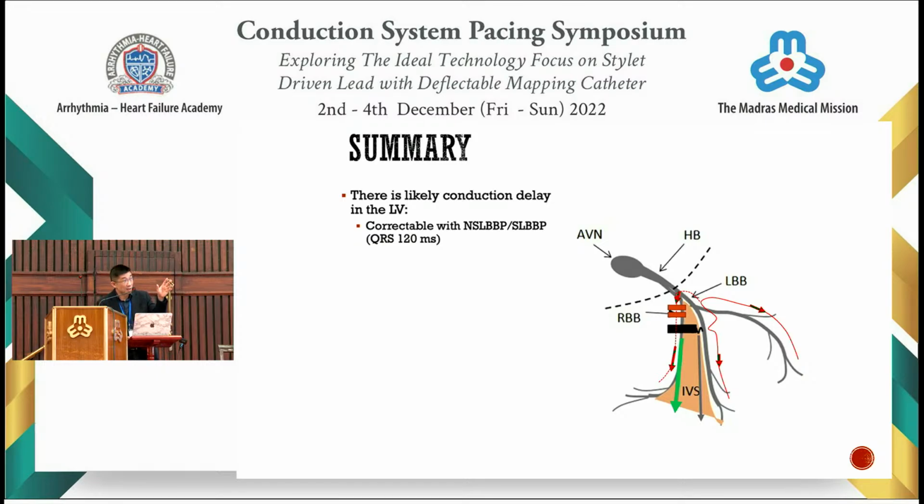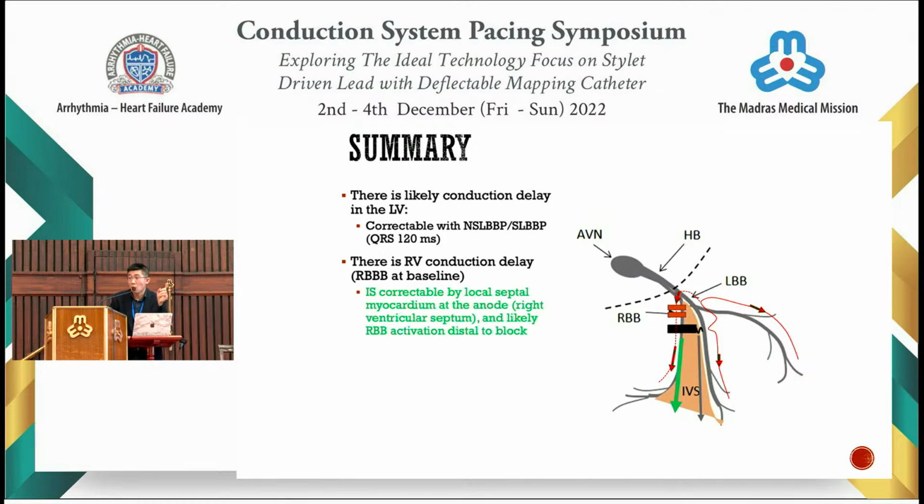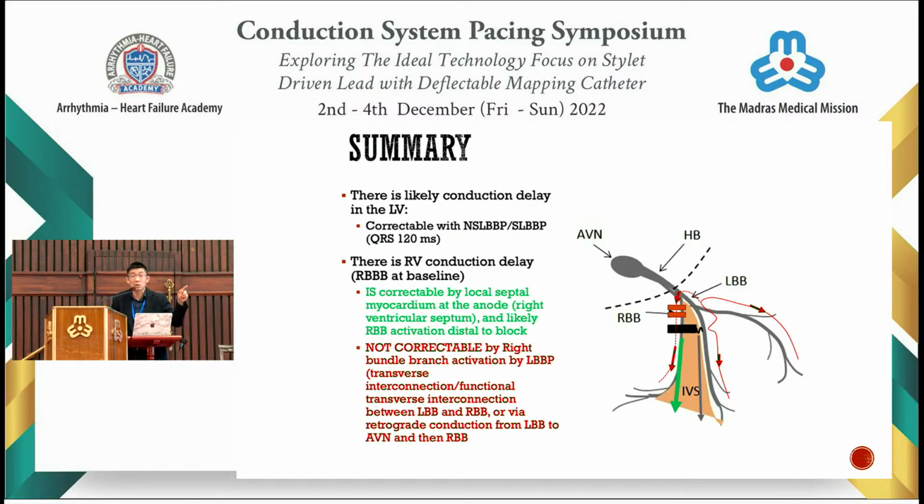So in summary, for this patient there's actually conduction delay in the left ventricle anyway. The LV activation time was slightly long to start off with. There's also RV conduction delay, because this is really right bundle branch block at baseline. This was not correctable by local septal myocardial activation at the anode, though it's corrected to a certain extent. It is also not correctable by retrograde conduction up from the left bundle towards the right, because the block is probably very proximal.